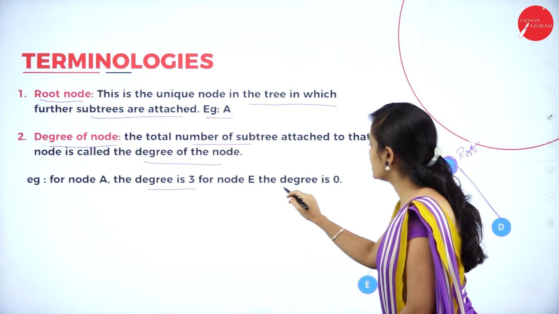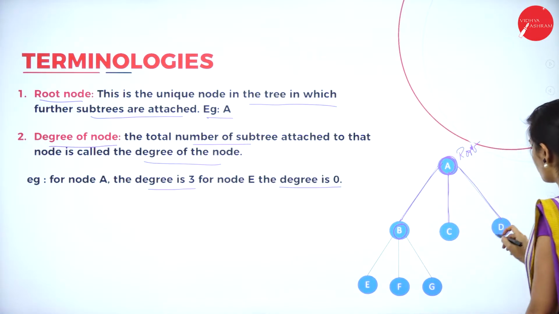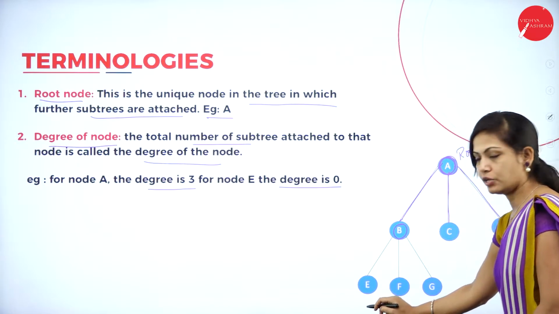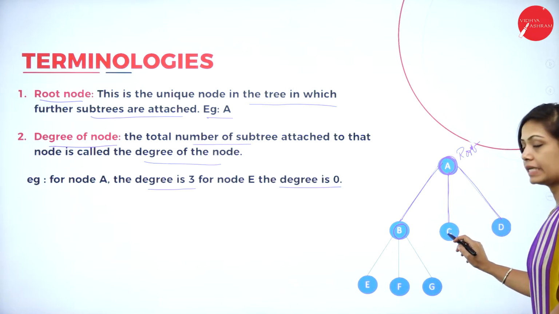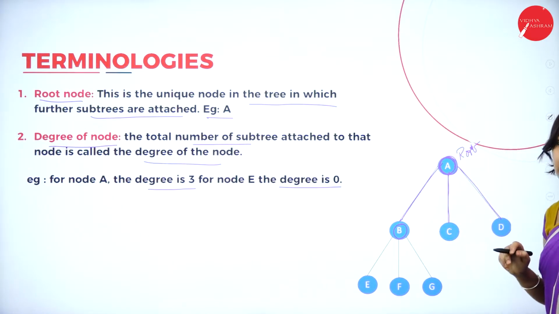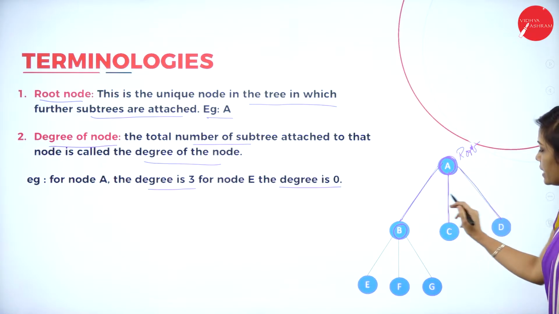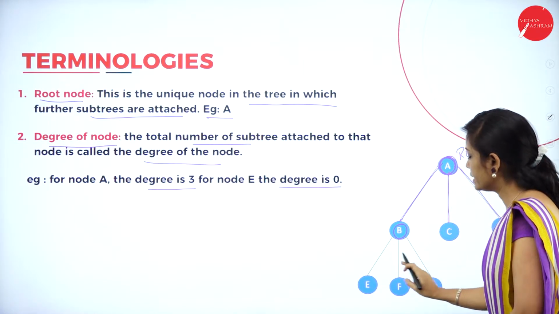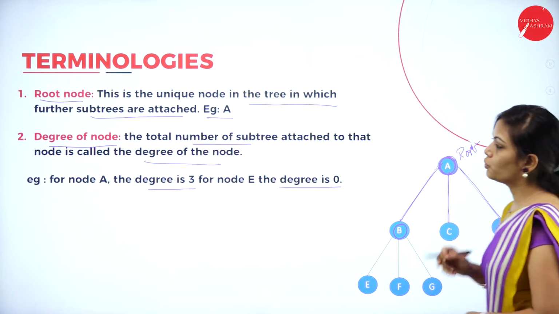For node E, the degree is 0. Clear? So node C, degree is 0. Node D also has degree 0. For node A, degree is 3. Node B, degree is 3. Is it clear? This is a 2 marks question.